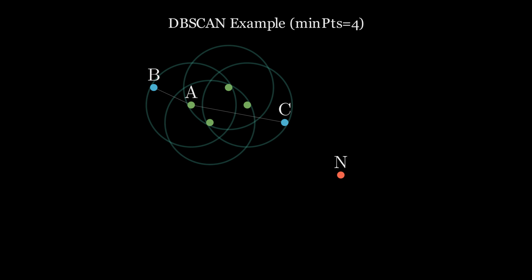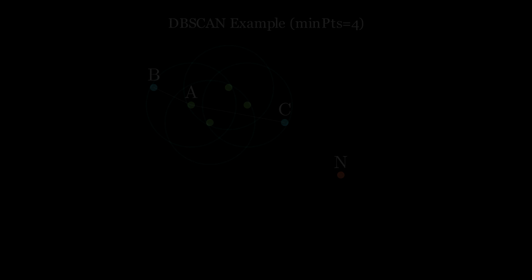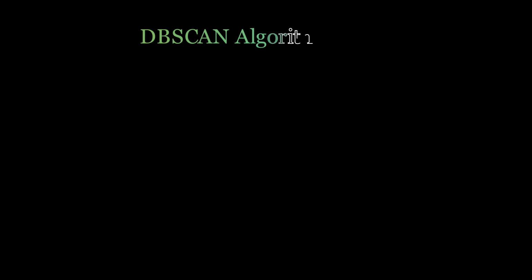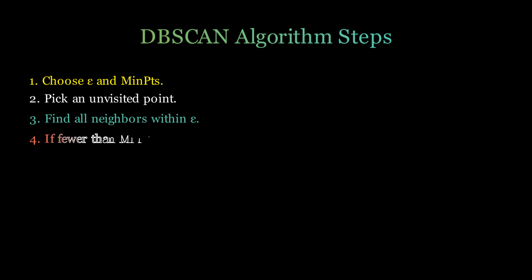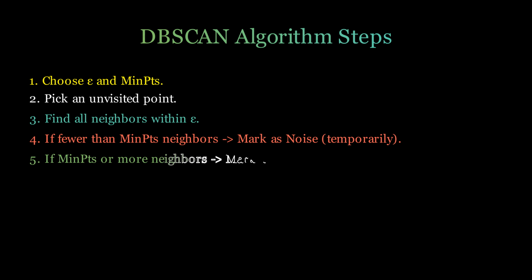Now let's see how the DBSCAN algorithm uses these concepts to form clusters. The DBSCAN algorithm follows these steps. First, we define the epsilon and minPts parameters. Then, we iterate through each point in the dataset. If the point hasn't been visited yet, we find all its neighbors within the epsilon distance. If it has fewer than minPts neighbors, it's initially marked as noise. It might become a border point later if a nearby core point claims it. If it has minPts or more neighbors, it's a core point. We start a new cluster with this point.